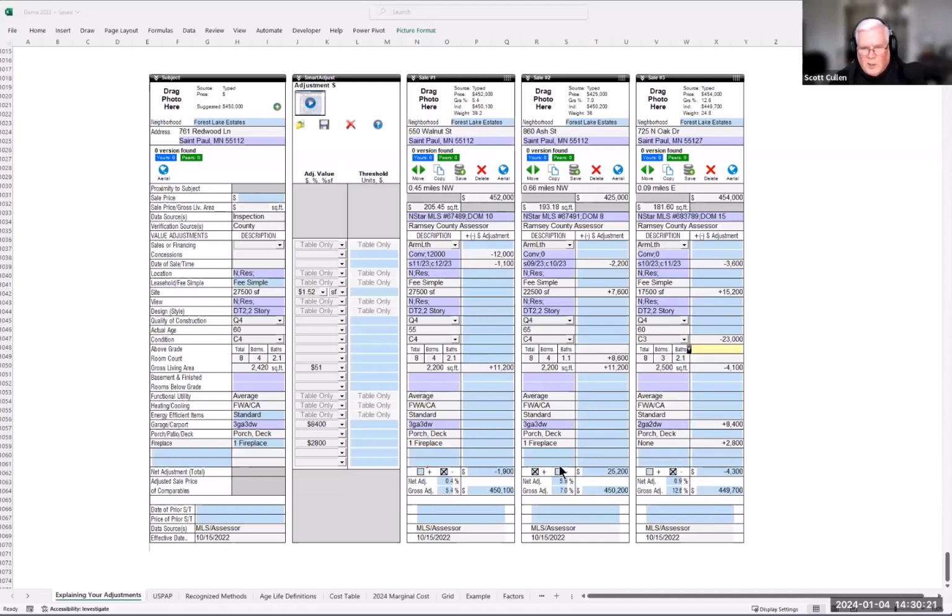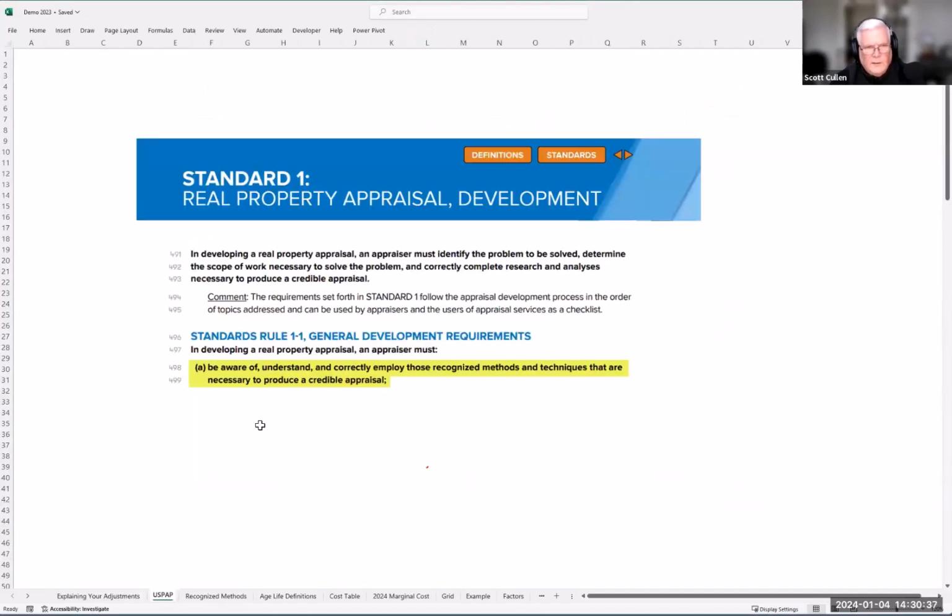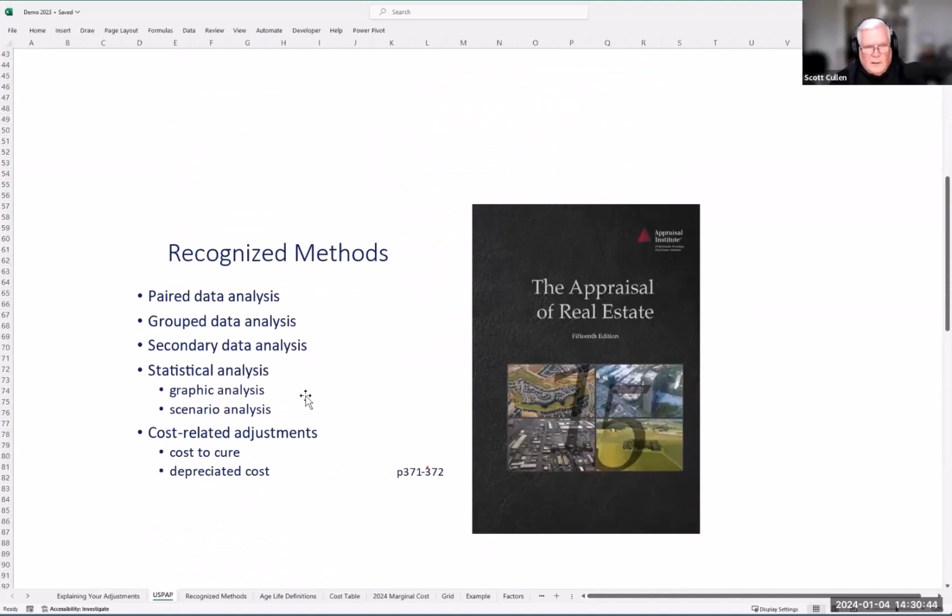Do the adjustments below the grid with depreciated cost by doing the cost approach, supporting effective age, which is an assignment result. Remaining economic life is an assignment result that we're supposed to support. In fact, I'll show you that on USPAP. First of all, we're supposed to be aware of, understand, and correctly employ recognized methods and techniques. And the recognized methods are in the Appraisal of Real Estate, 15th, and we've done paired data, adjusted pairs, and we've talked about how these are both grouped together. Those are called sensitivity.